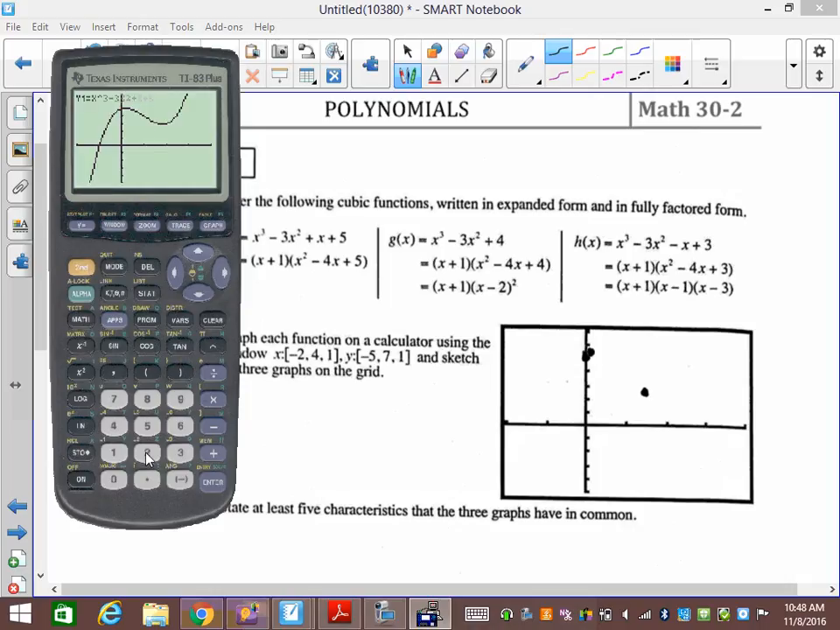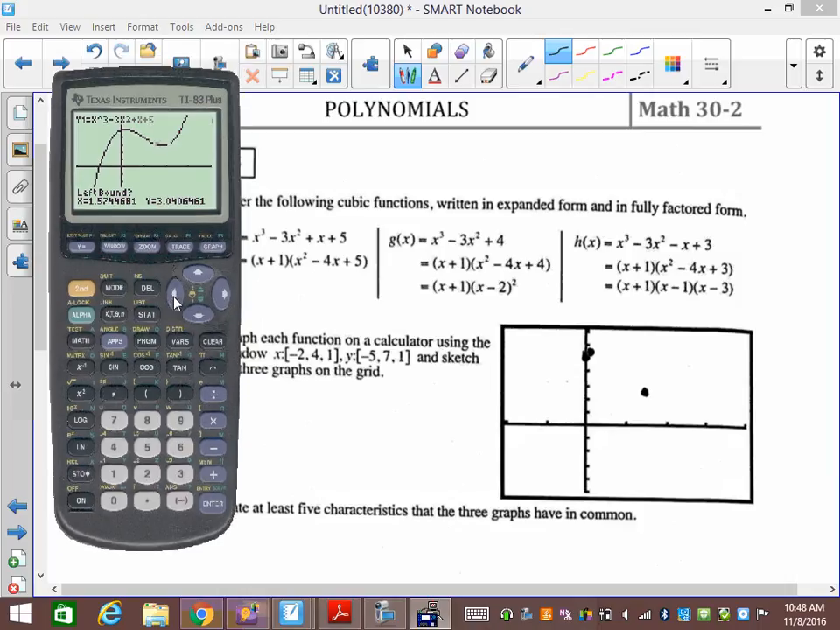Second trace number 2. Now, the left bound, right bound usually throws people off. So if you draw yourself a vertical line through your x-intercept here, what part of that x-intercept is on the left? The bottom or the top? The bottom. And if I draw a vertical line through here, what part's on the right? The top. So it wants the left bound of that x-intercept.